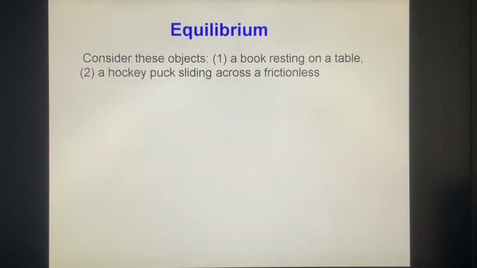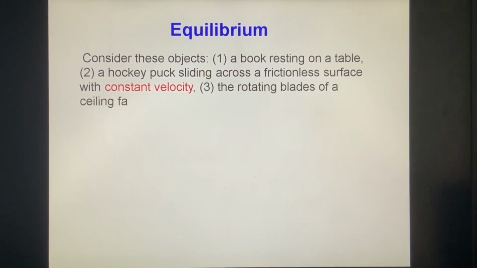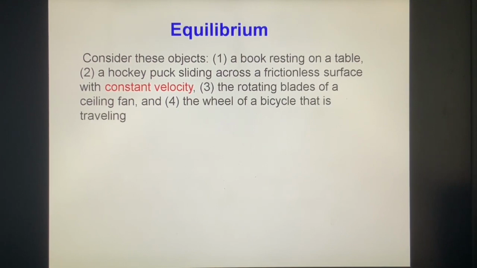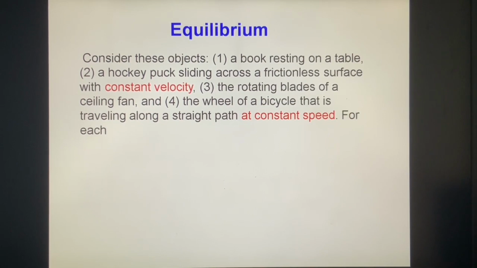2. A hockey puck sliding across a frictionless surface with a constant velocity. 3. The rotating blades of a sailing fan. And 4. The wheel of a bicycle that is traveling along a straight path at constant speed.